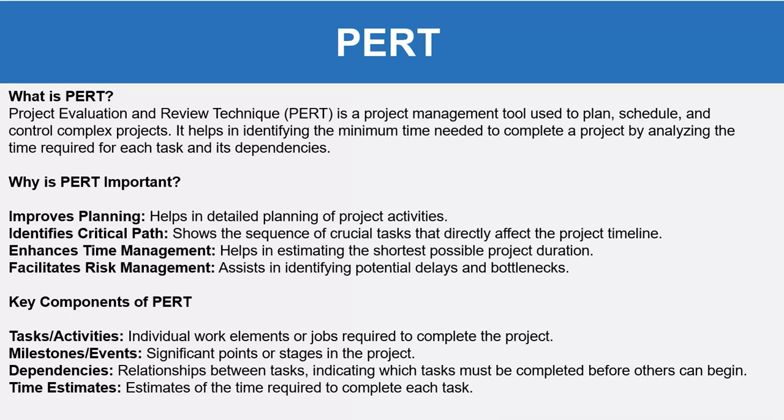The key components of PERT are tasks and activities, which means individual work elements or jobs required to complete the project. Milestones means significant points or stages in the project. Dependencies means the relationship between tasks, indicating which task must be completed before others can begin. Time estimates means estimates of the time required to complete each task.